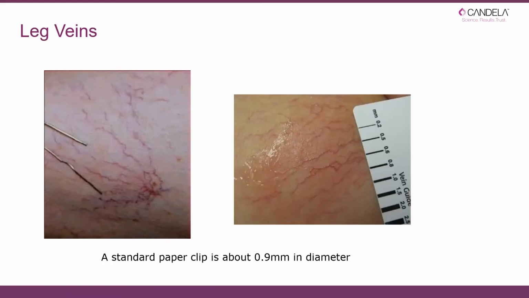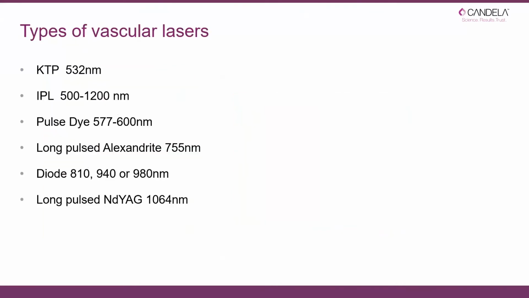So here you can see using the vein gauge on the right-hand side and using a paperclip on the left-hand side. So either of these will give you a good indication of, certainly with the paperclip, whether your vessel is bigger or smaller than 1 millimeter, and we can be much more accurate with our vein gauge. There are lots of different lasers that can be used for vascular treatments. First one is the KTP, which I showed you in that diagram earlier on.